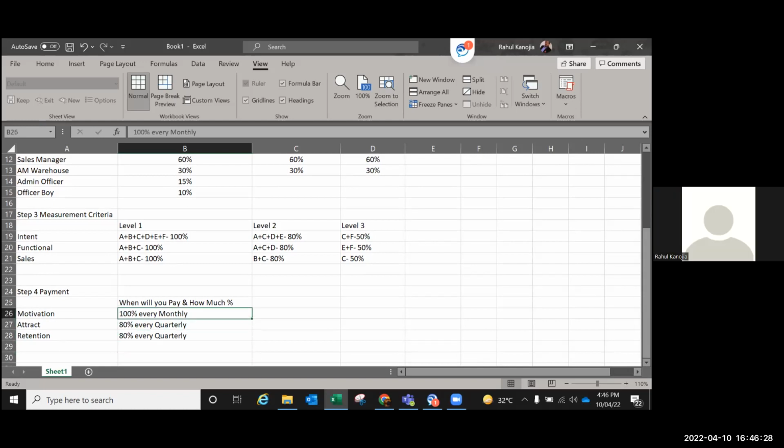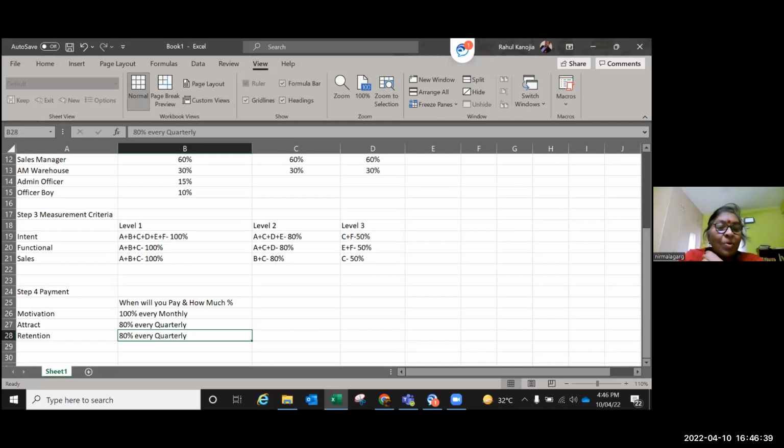So here we are saying that for motivation, we'll pay 100% every month. For attraction 80% and retention 80% on a quarterly basis. What I'm trying to say when I said payment mode is, if X amount has to be paid, to the office boy, will you still say yearly I will pay? Every month you'll pay the whole 100%, right? For a sales guy, you want to retain some of them. So what will you do? You will pay maybe 80% monthly and 20% maybe at the end of the year.